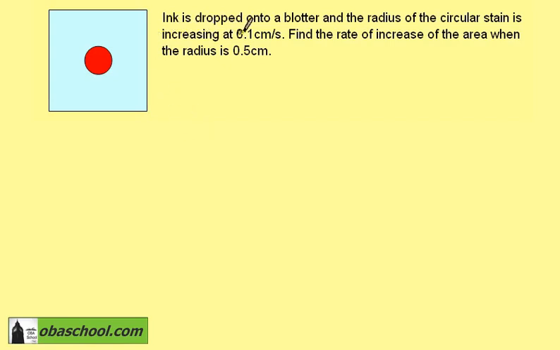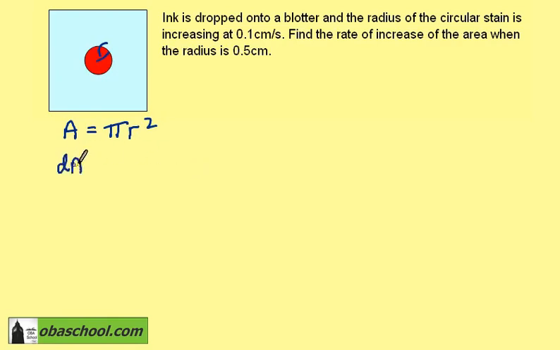Ink is dropped onto a blotter and the radius of the circular stain is increasing at 0.1 centimeters per second. We want to find the rate of increase of the area when the radius is 0.5 centimeters. If we call the radius r, we know the area for a circle is pi r squared.